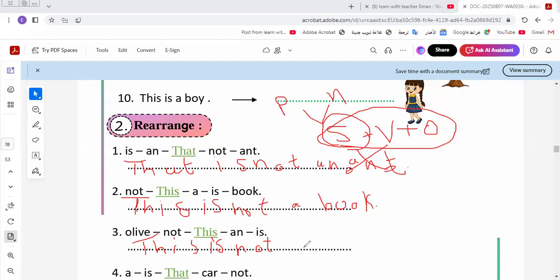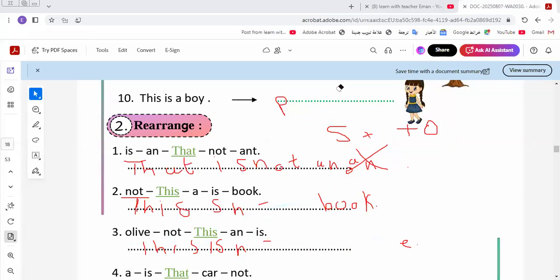This isn't an olive. You must know this. And what do I put? I put a full stop. All these sentences must have a full stop at the end of the sentence. Let's continue the rest of the exercise, or the rest of our lesson.